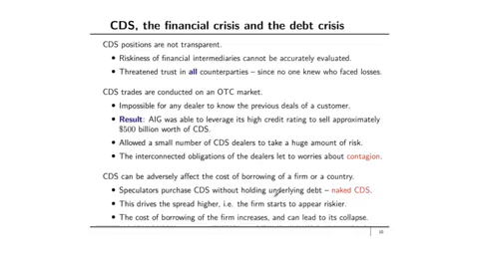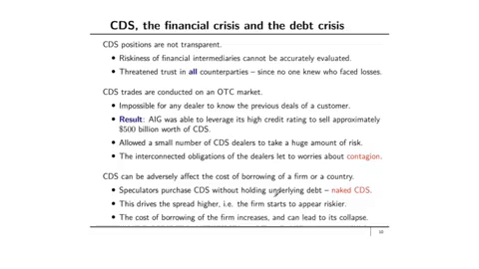CDSs have been blamed for the financial crisis and the debt crisis. And there are many reasons why this happened. CDS positions are not transparent. The riskiness of financial intermediaries, therefore, cannot be accurately evaluated because these positions don't show up on a balance sheet. And because of that, it threatened the trust in all counterparties. Since no one knew who faced loss when a crisis event happened, all the counterparties were suspect and entire trading came to a halt.